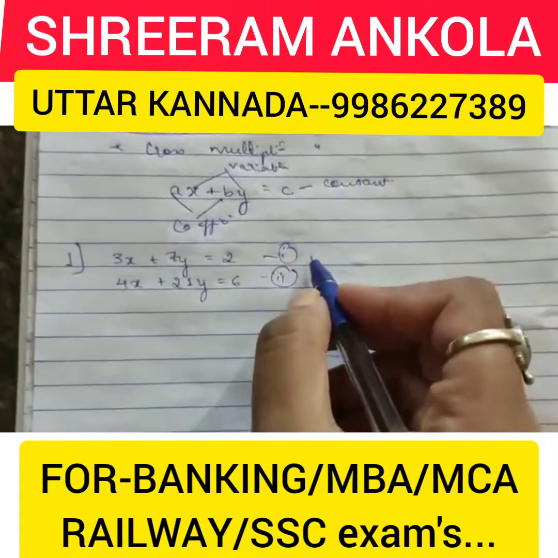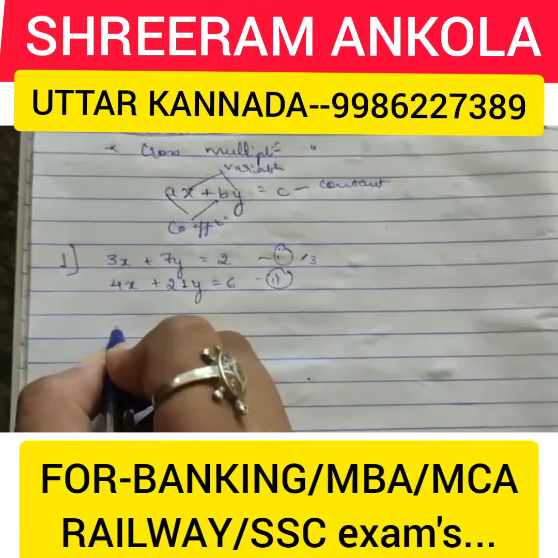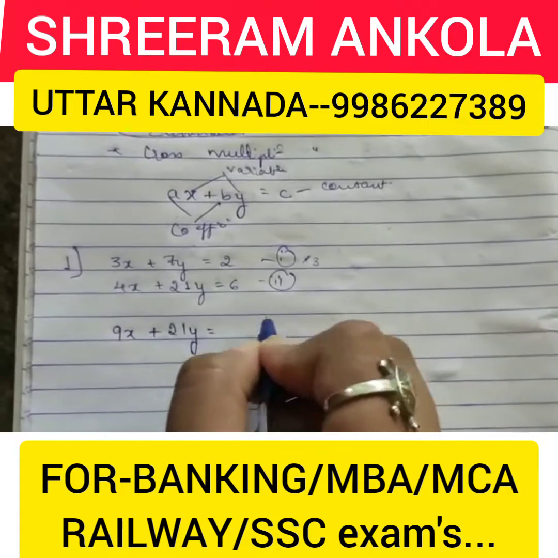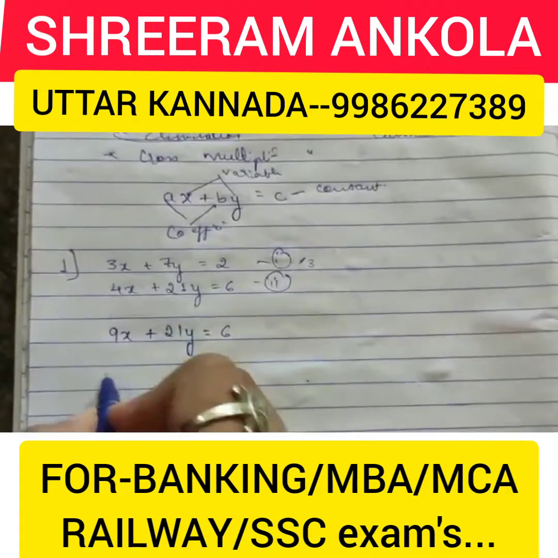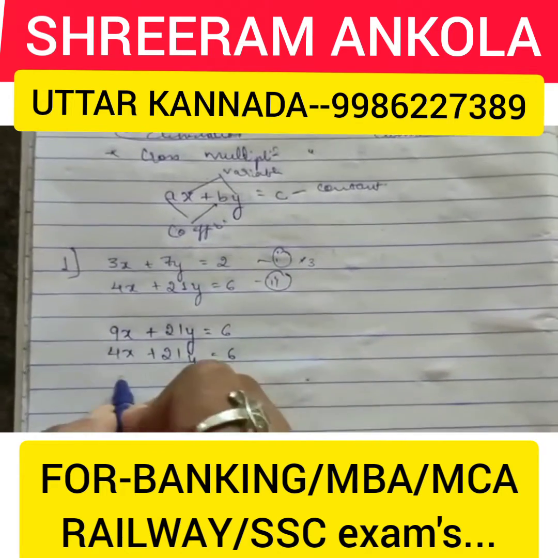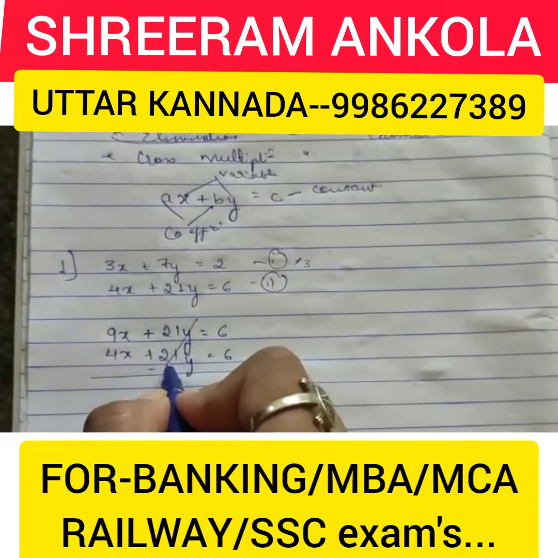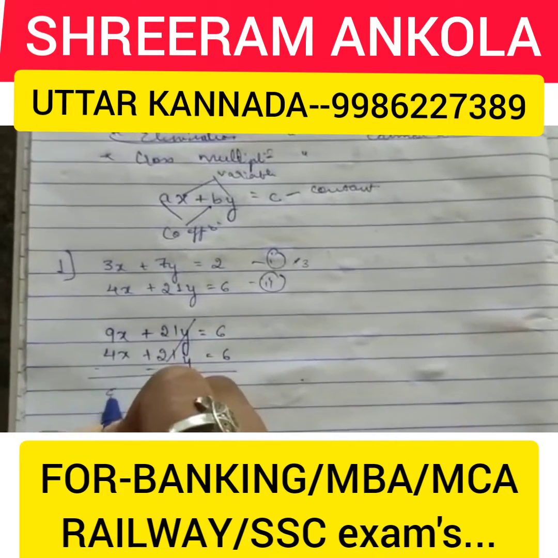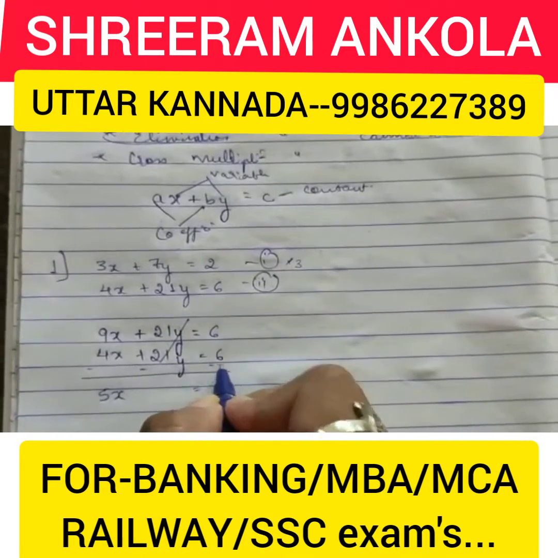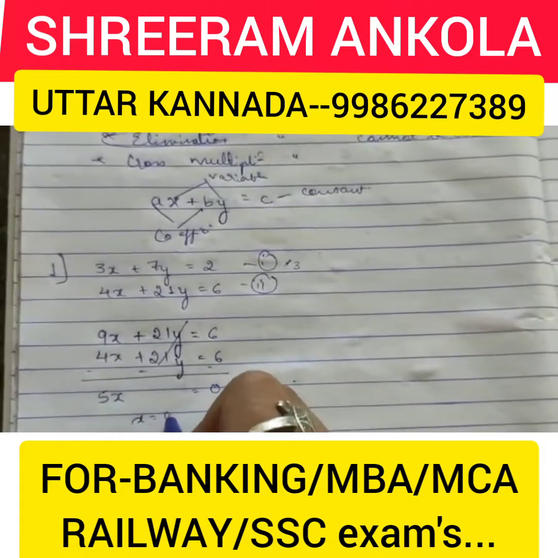When you multiply the first equation by 3, we get 3 3s are 9x plus 7 3s are 21y is equal to 3 3s are 6. And the second equation as it is, 4x plus 21y is equal to 6. Then you can cancel this, which means this is the elimination method. This will become 5x is equal to 0. That means x is equal to 0.